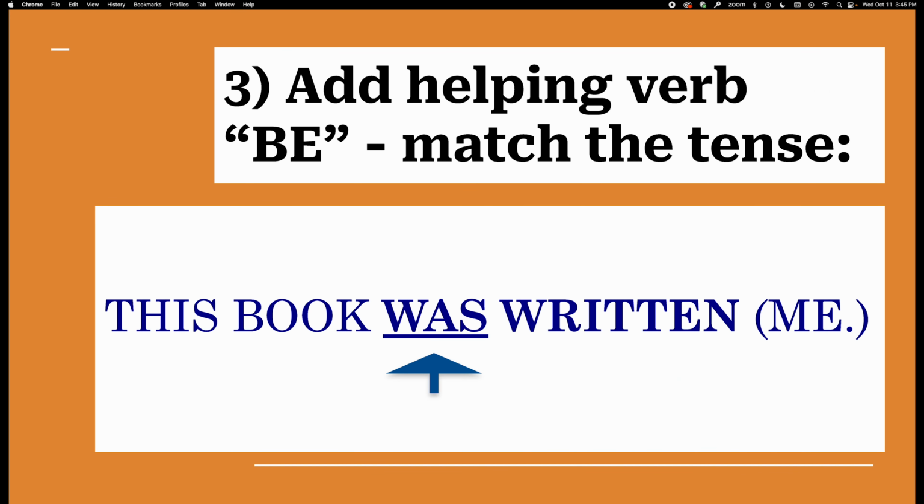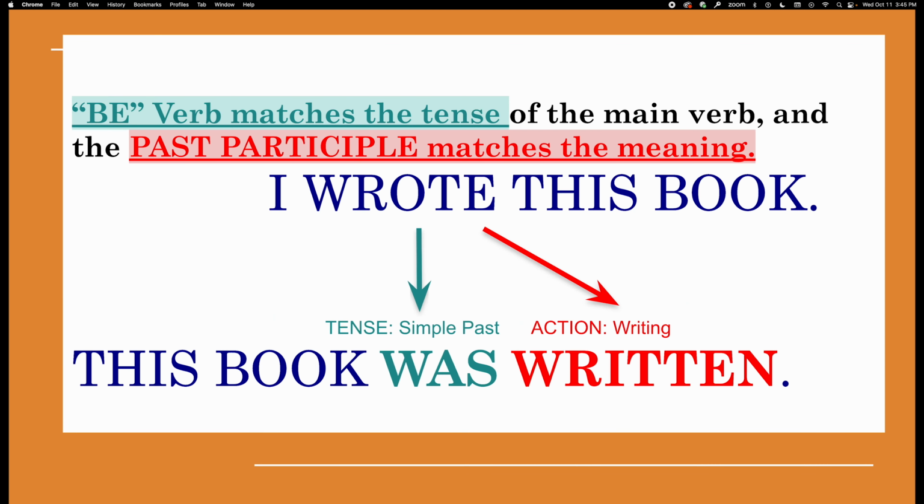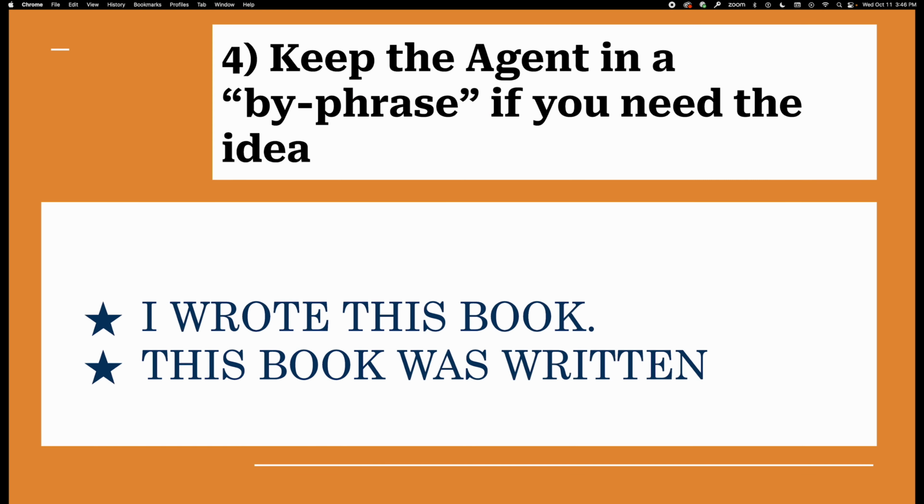And then add a helping verb. The helping verb is always be. Now it should match the tense of the original. The original sentence here was simple past. The helping verb be is simple past. The be verb will use the same tense. The past participle will use the same meaning. So we break apart those 2 roles, those 2 jobs the verb has, tense and action, and put them on 2 different words.